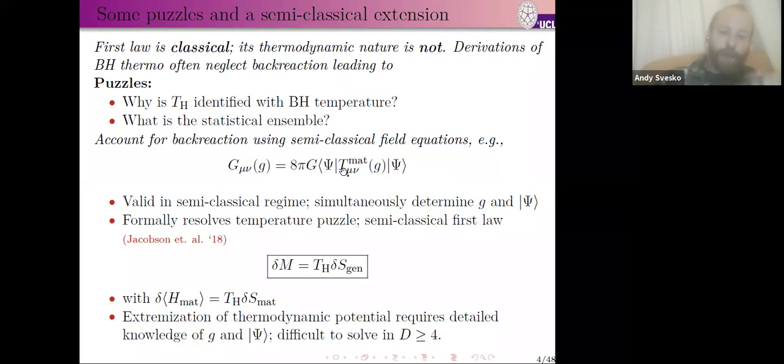The reason this matters, for example, is suppose you want to determine what ensemble you're working in in black hole thermodynamics. That typically requires that you extremize a thermodynamic potential, like the Helmholtz free energy, with respect to the background, which means you need detailed knowledge of the geometry as well as the quantum state. And that means you have to be able to solve the semi-classical field equations.